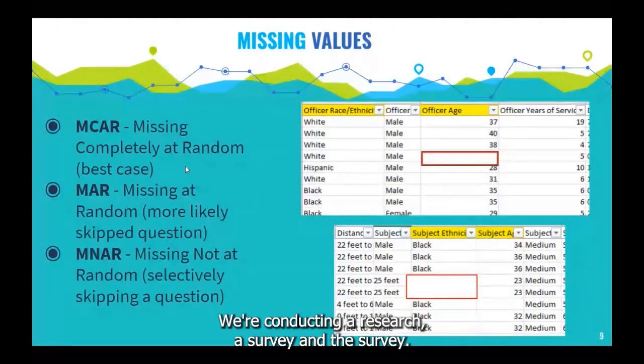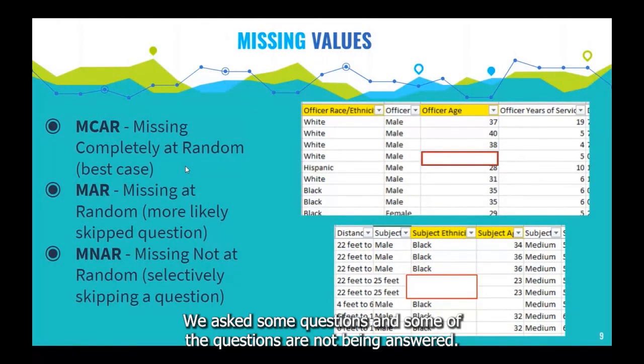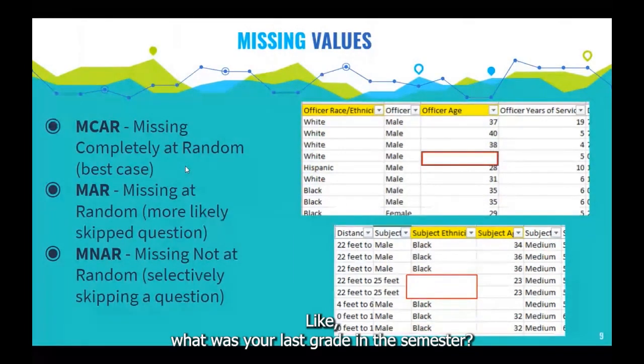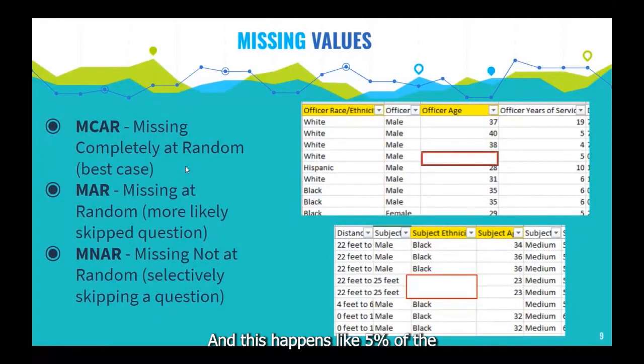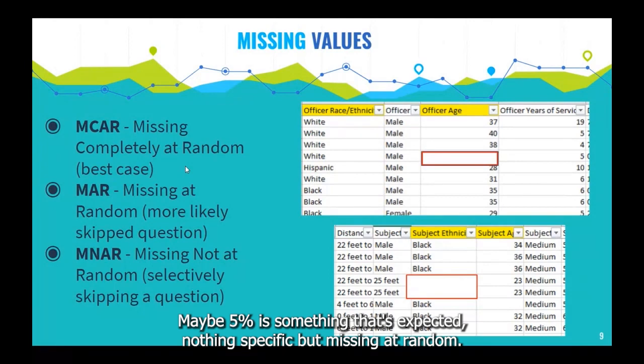We're conducting a research, a survey, and in the survey we ask some questions, and some of the questions are not being answered, like what was your last grade in the semester? And this happens like 5% of the whole population we provided the survey to did not answer that question. Just random. It's completely random. Maybe 5% is something that's expected.